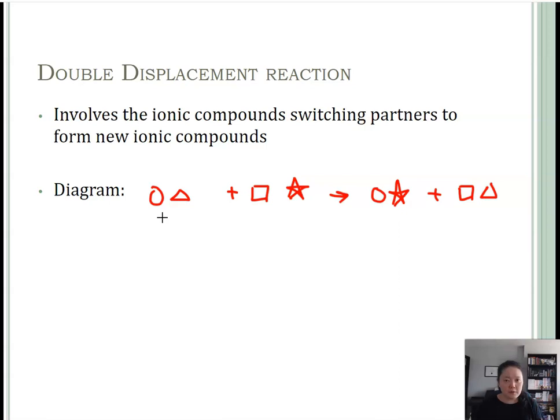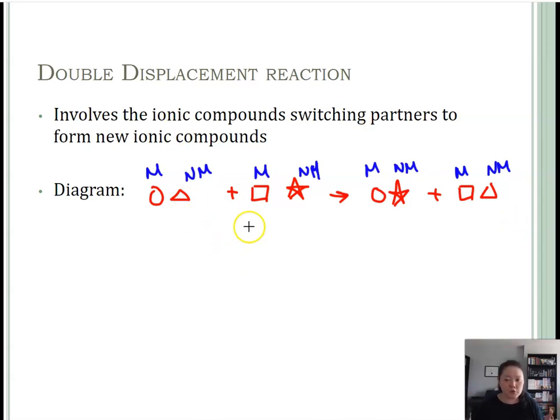The thing that you have to be very, very careful of, and this is something that I see a lot of mistakes around when it comes to double displacement, is which ones are you switching? For this, you have to keep track of what are the metals and what are the non-metals. And you have to also remember that every product is also going to have a metal and a non-metal, and they have to be in that order because that's the way chemical formulas are written.